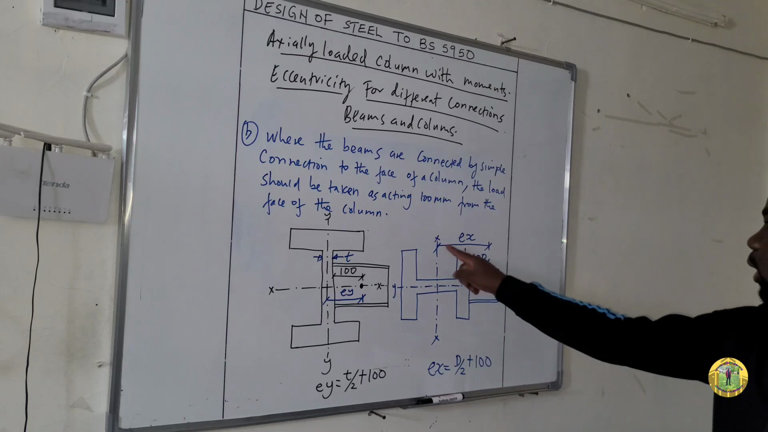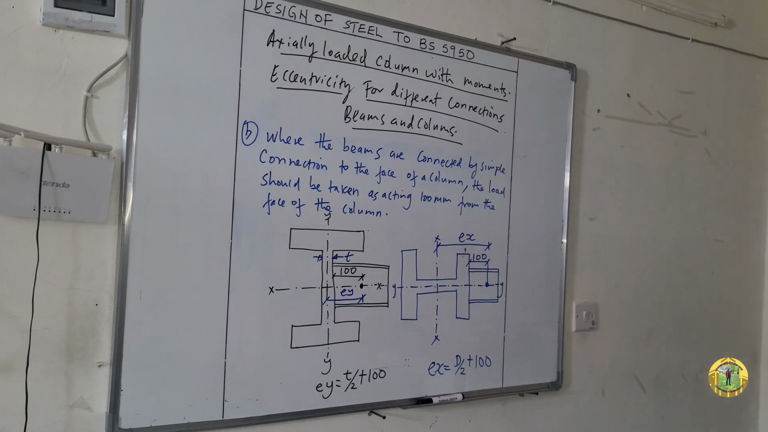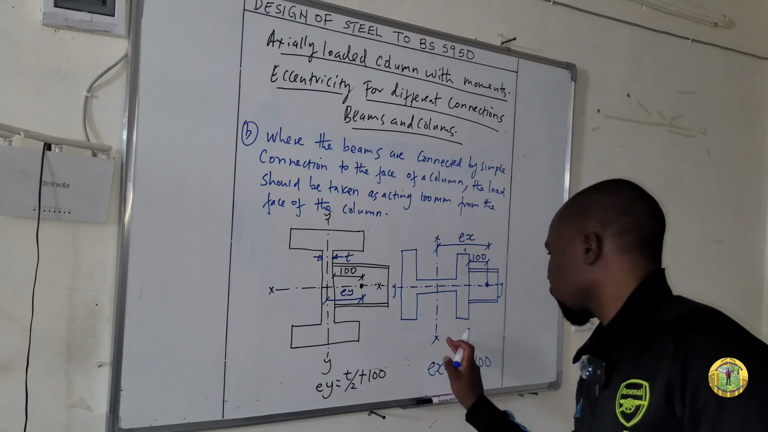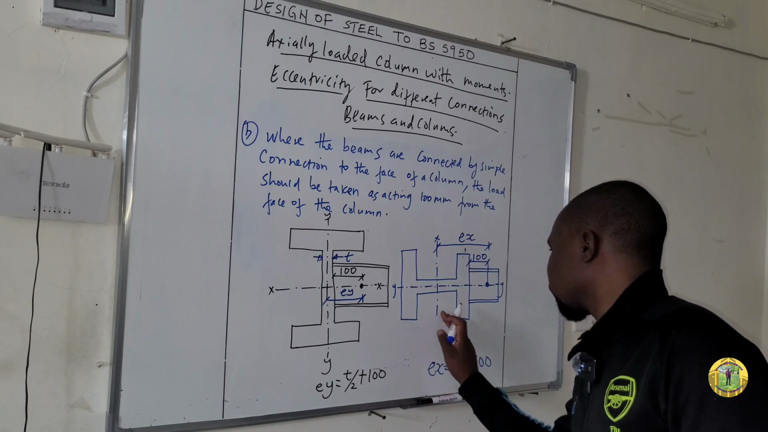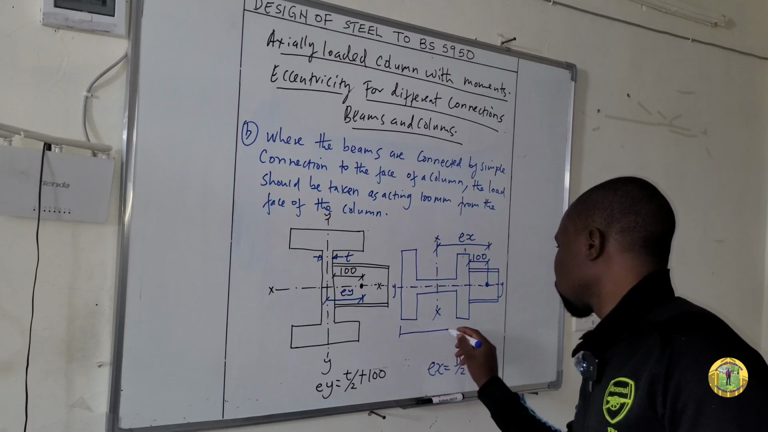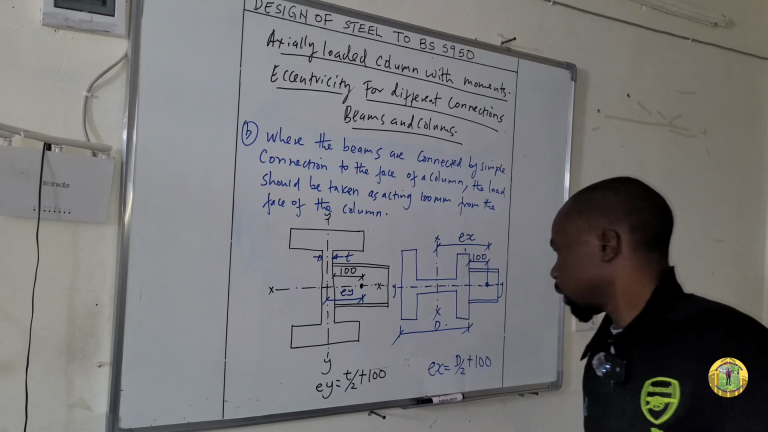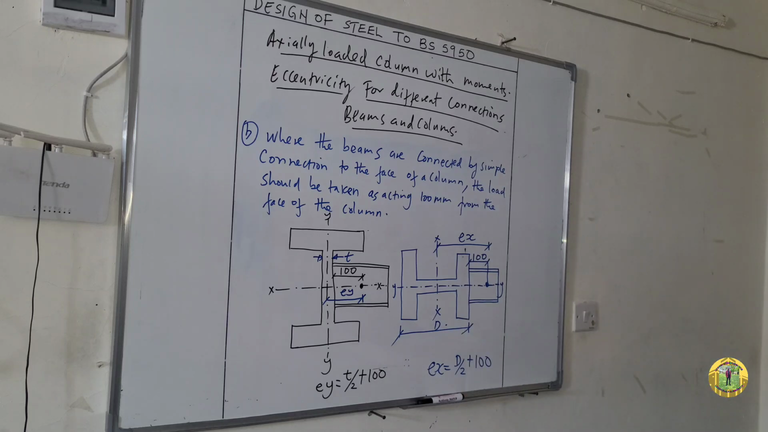So to get EX, you'll take D over 2 plus 100, whereby D over 2, as I have said, is this distance, like that. So let's proceed to the last case.